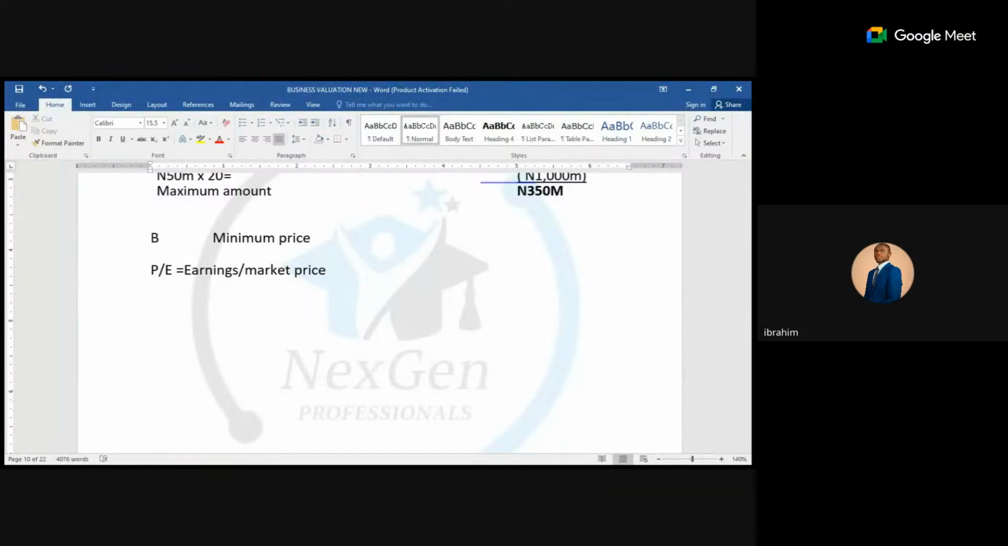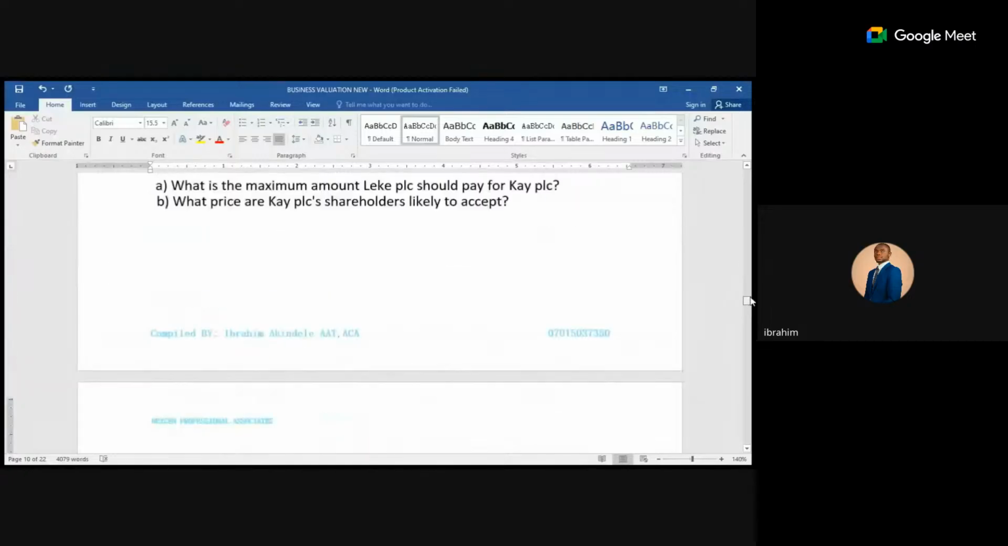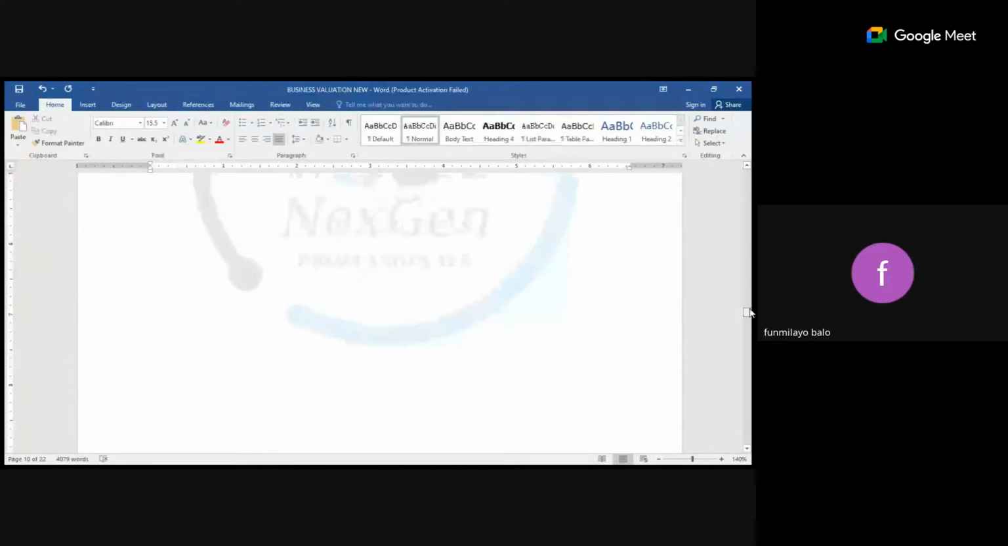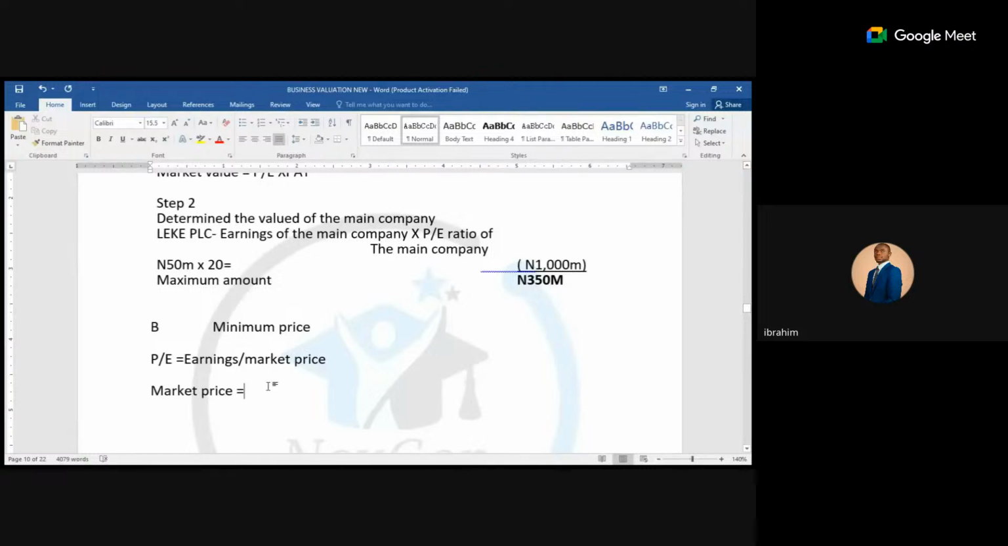Now, the P/E ratio, we can have the market price or the market value equals to, what is the earnings? What is the earnings for KPLC? 20 million. Right? We can say earnings of K times the P/E.